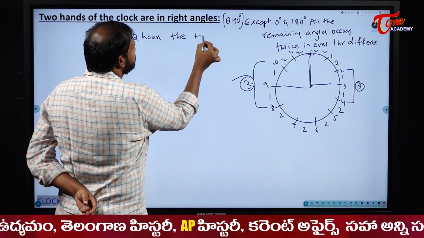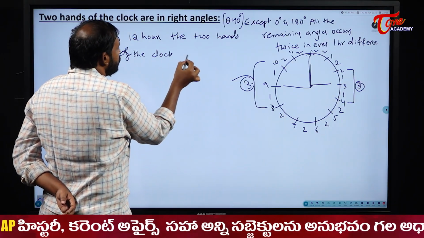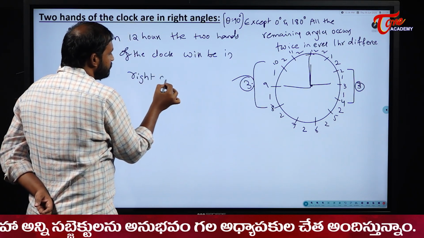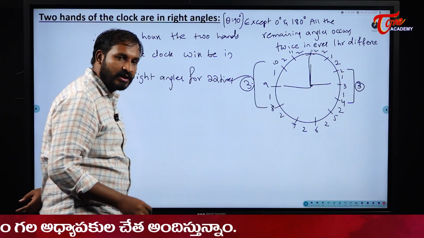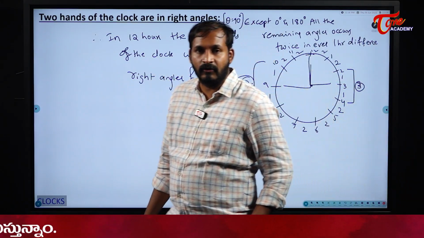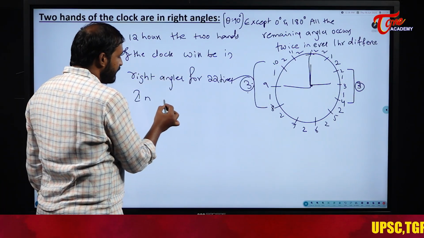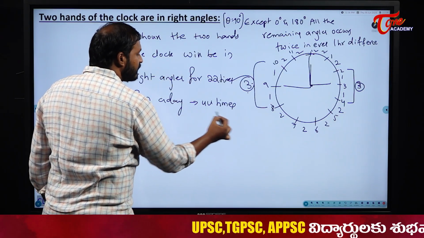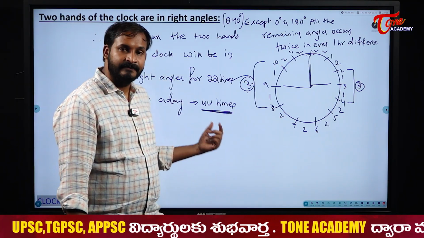Therefore, in 12 hours, the two hands of the clock will be at right angles for 22 times. Why? What is the reason? We are losing 1 right angle here and here. Now tell me, in a day they will be at right angles for how many times? In a day they will be at right angles for 44 times. So students, please remember this number of times. Why? Because in some competitive examinations they ask this number directly.